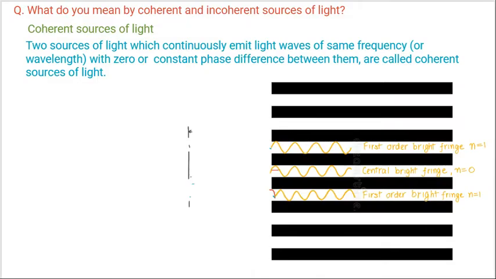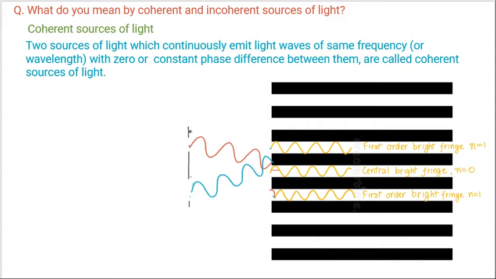Now the same order is followed for your minima also. This is your dark fringe. So let us consider the light coming from your slit S1. This is first wavelength, second wavelength, third wavelength, and half, 3.5 wavelengths. And the light coming from your slit S2, one wavelength, two wavelengths, three wavelengths, and four wavelengths. Now, in this case, what you'll notice is that the light coming from slit S1 and the light coming from slit S2 have the same frequency, or I can also say they have the same wavelength.